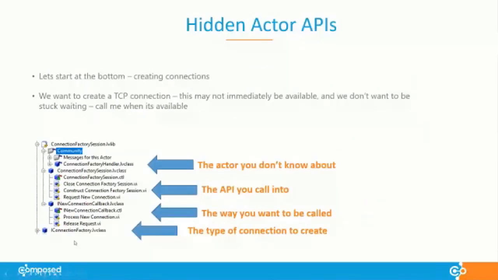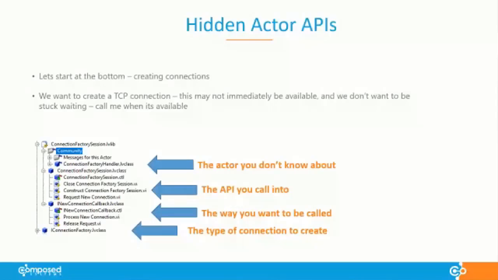So how did I build this up? Let's start at the bottom, creating the connection, right? I want to create, in this case, a TCP connection, and that may not immediately be available. So I want some asynchronous worker of some sort to attempt to create this connection and continue to attempt to create this connection, and then call me back when it's available. I don't want to be stuck waiting on this action. So I create an actor called the connection factory handler. I create an API because me as a user of this, I don't need to know about the fact that there's an actor running in the back. I just know that I want to request a connection and I want to get it back to me once it's done. So the API is super simple.